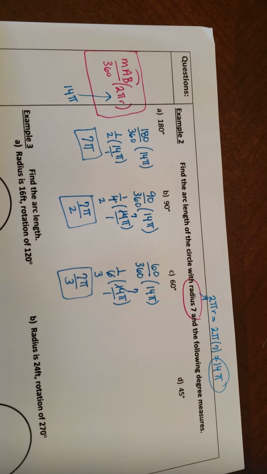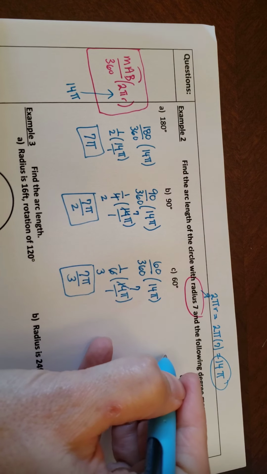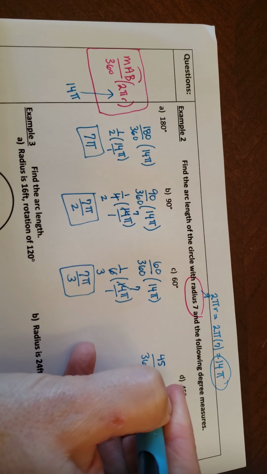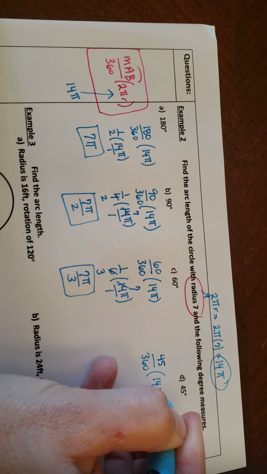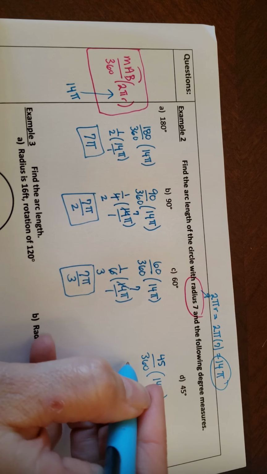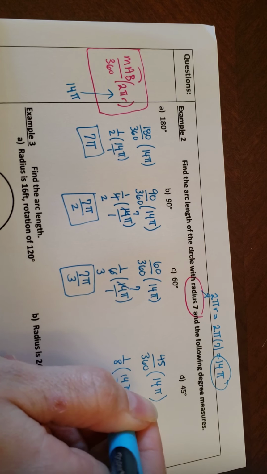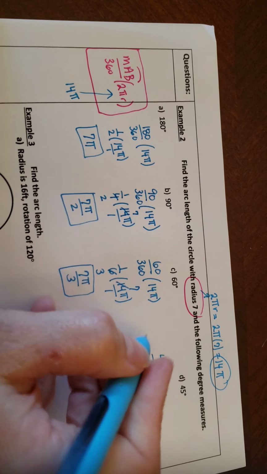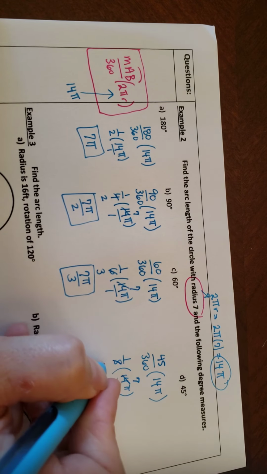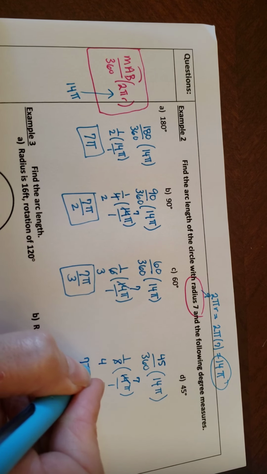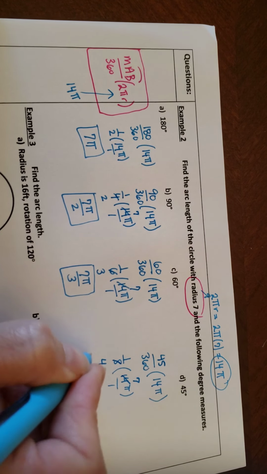And then lastly, our 45 degree. So 45 degrees over 360 times 14 pi. 45 over 360 was a 1/8 times 14 pi. Again, doesn't reduce super nice, but good enough. So 14 becomes a 7. This becomes a 4. So 7 pi over 4.